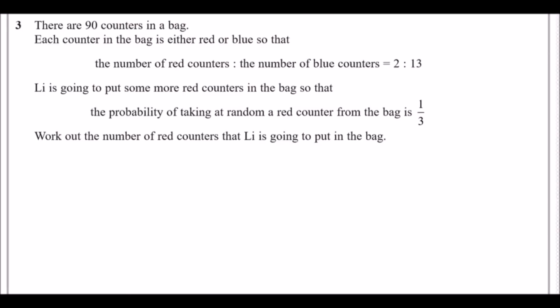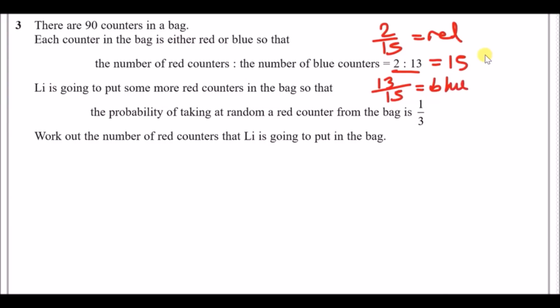Okay, number 3. There are 90 counters in a bag. Each counter in the bag is either red or blue. We'll keep that in mind, so the ratio of the number of red counters to the number of blue counters is 2 to 13. Let's work out how many counters we have straight away. If you want to change this into a fraction, out of the total, let's say 15 parts if you add them up, 2 out of 15 is red, and therefore 13 out of 15 must be blue.